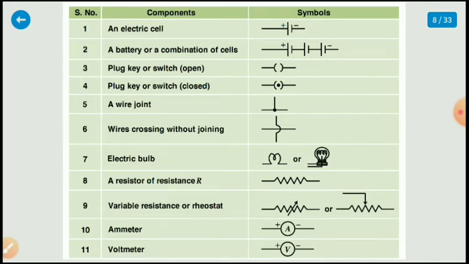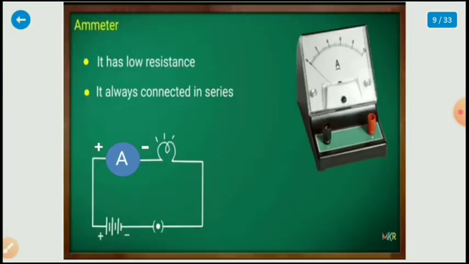Ammeter, we can see here the positive and the negative direction also in the symbol only. And voltmeter is represented by the symbol V. So let's see in the next page. This is the ammeter we are using here. It has low resistance and it is always connected in series.